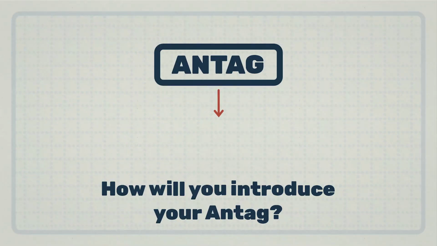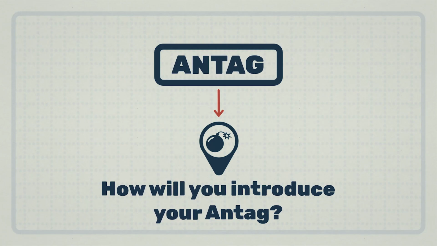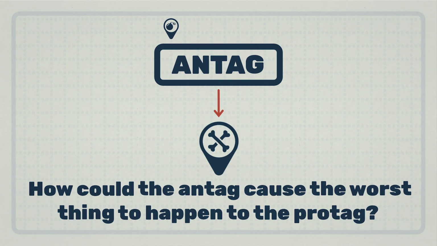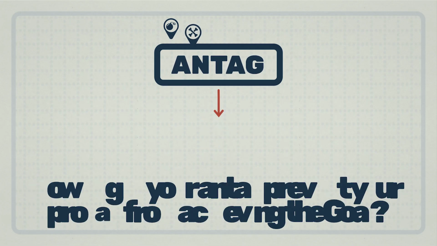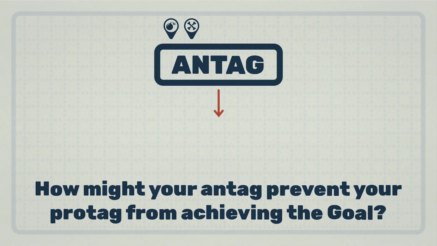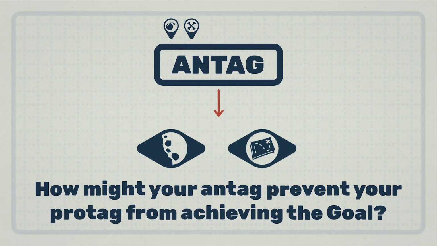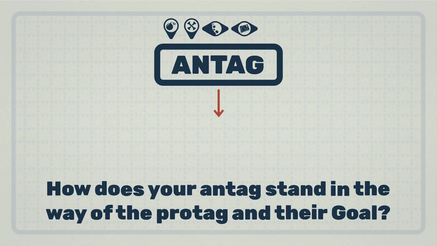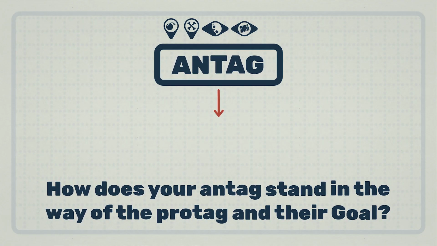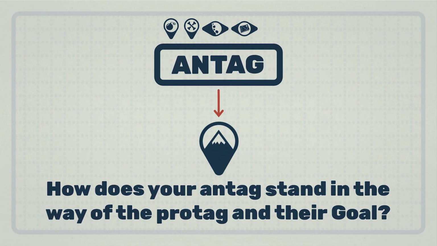First, ask how to introduce your antag, and you'll find your moment of danger. Next, think of how your antag could cause the worst thing to happen to bolster your moment of peril. Think of ways your antag or antagonistic forces might prevent your protag from achieving the goal, and sprinkle those through the downhill fall and final plan. And finally, ask exactly how your antag stands in the way of your protag achieving their goal, and you'll find the last key to unlocking your story climax.